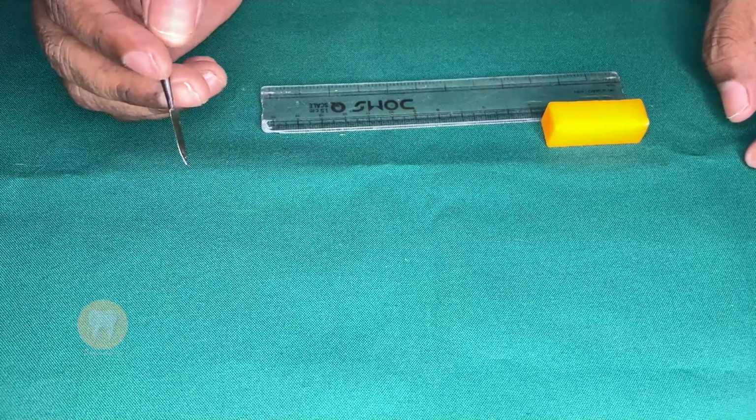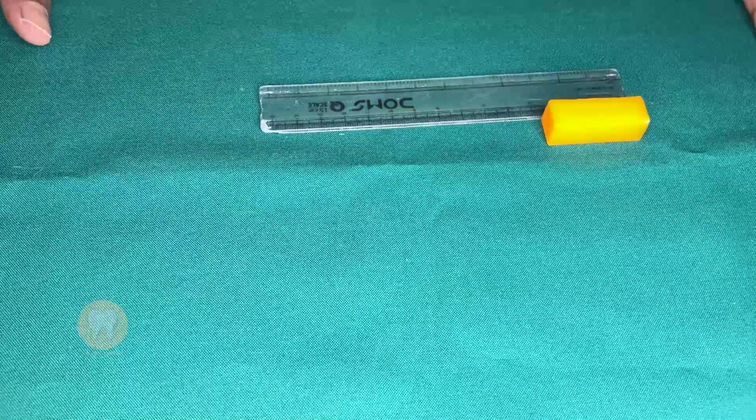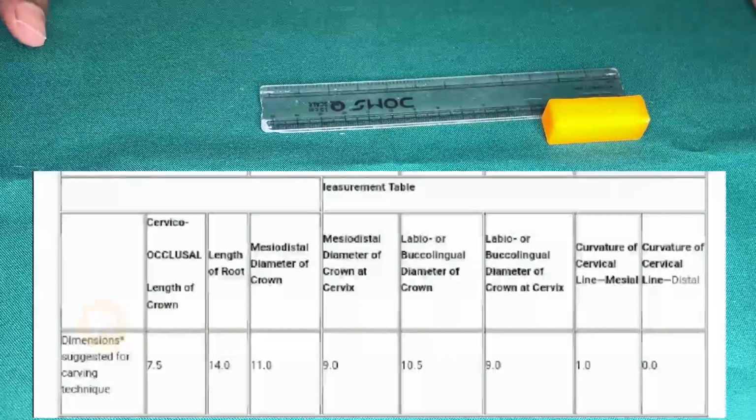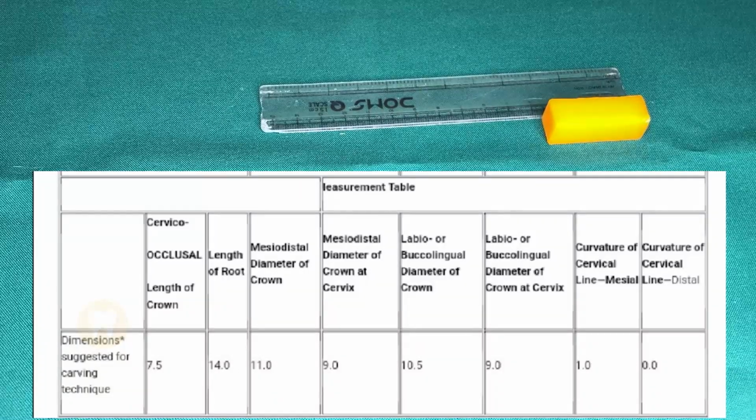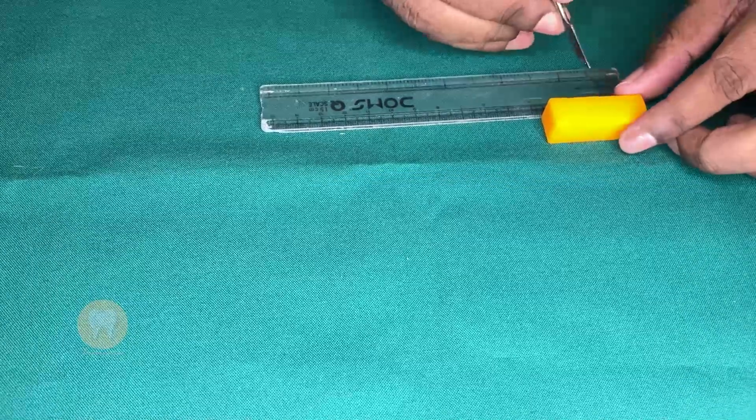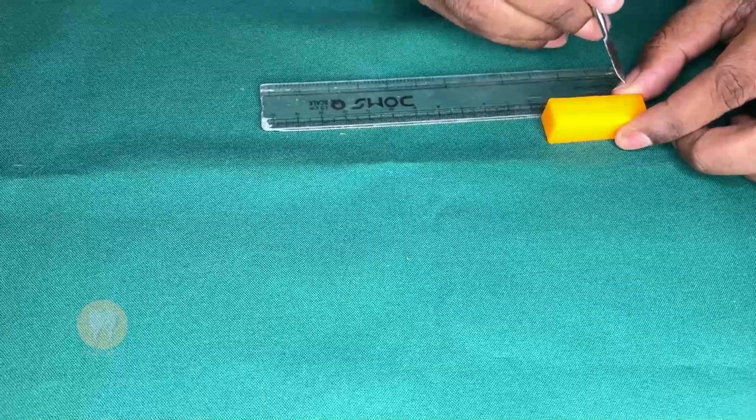So today we are going to see the carving of the mandibular first molar. The length of the crown is 7.5 and the root is 14 millimeters. So first we will take around 1 centimeter and mark the crown.